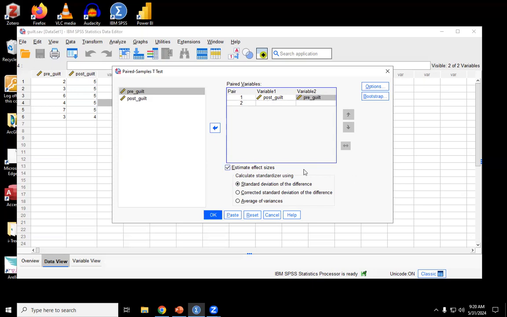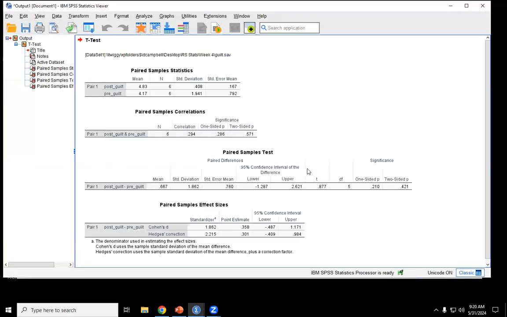Okay, and then that's pretty much it. We're also going to want to get an effect size from this, but you can see everything there that we'd want is already checked for us. So you don't actually have to do anything. We have estimate effect sizes checked, and then calculate standardizer using, that's just asking us what we want in the denominator of our effect size calculation. And here we're just going to be using standard deviation of the difference. So our sample of difference scores that it's going to calculate automatically for us. It's going to be using whatever the standard deviation of those difference scores is in the denominator of that Cohen's d calculation. Okay, so you can hit OK.